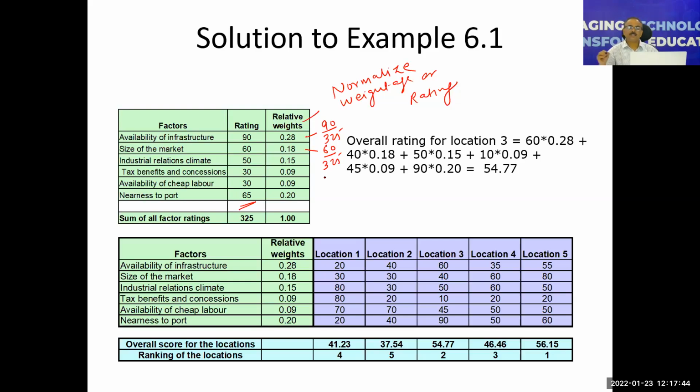So based on this, you are looking at how much weightage each of the 6 factors carries. These are the normalized weights that you will consider, and then for each factor, you will multiply it. For example, for location 1, you have given availability of infrastructure as 20. So you will multiply it with the relative weight. You will multiply it for all the factors, and based on that, you will come up with the total score. So let's say for this, it gets to this value. Similarly, you will have to evaluate it for all.